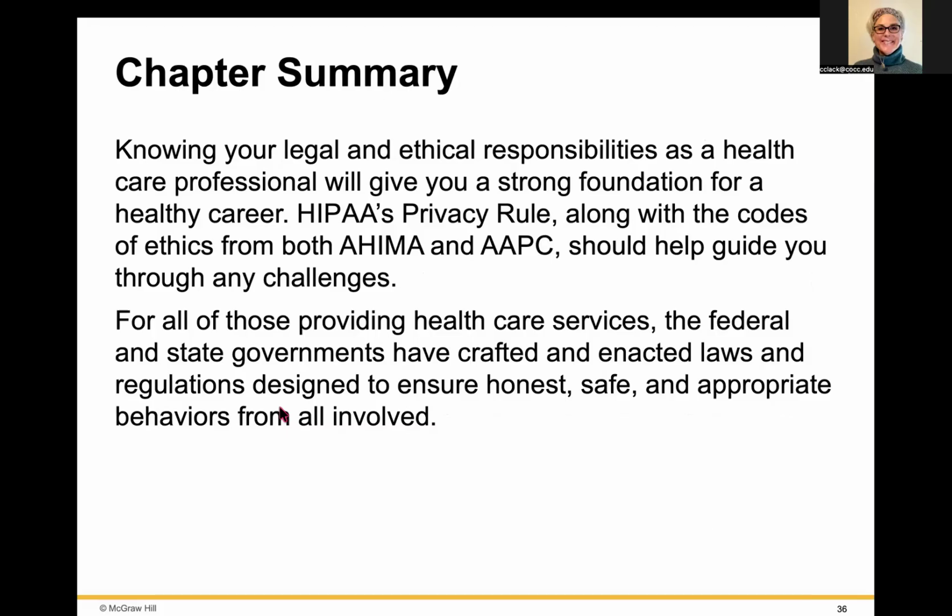So, chapter summary. This chapter's message is simple. Your career is built on trust. Knowing your legal and ethical responsibilities protects patients, your organization, and you. HIPAA's privacy rules give you the framework for handling PHI correctly, and the ethics standards from AHIMA and AAPC guide your professional judgment when situations get messy or pressure shows up. Healthcare is heavily regulated for a reason, and that's to ensure services are delivered and billed in ways that are honest, safe, and appropriate for everyone involved.